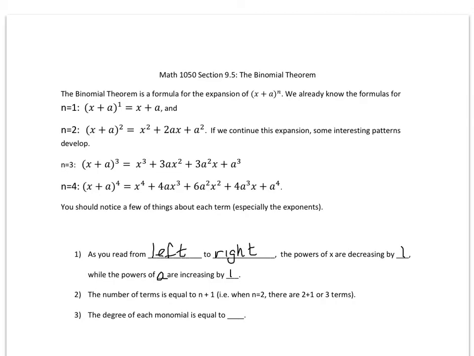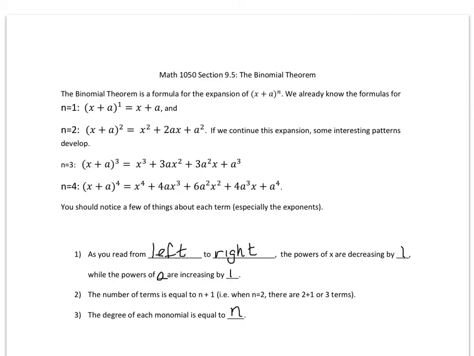So now, notice that the number of terms is equal to n plus 1. In other words, when n equals 2, I have 3 terms. When n equals 3, I have 4 terms. When n equals 4, I have 5 terms, okay? And the last thing, the degree of each monomial is equal to n. So if you look at n equals 3, the degree of each monomial is 3. If you look at n equals 4, each one of those terms, the degree adds up to be 4.